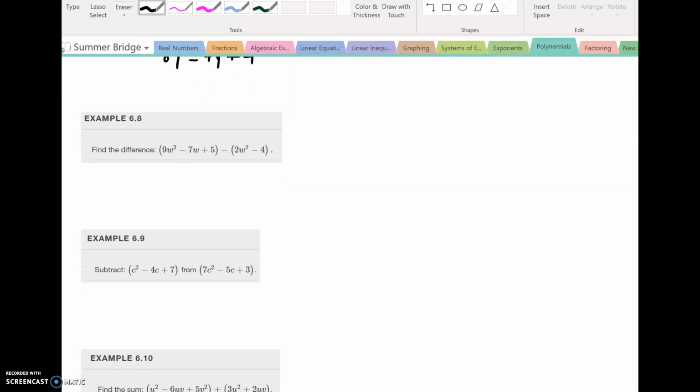Now let's take a look at the next example. Notice I have a negative, which means I need to distribute it to the whole thing that's in the parentheses. It happens to be a binomial with degree of 2, because 2 is the largest exponent. So I'm going to keep the first term the same. So 9w squared minus 7w plus 5, and then that becomes negative 2w squared plus 4.